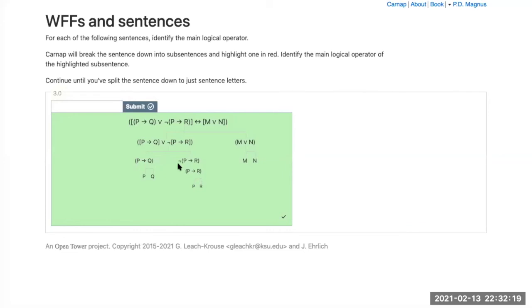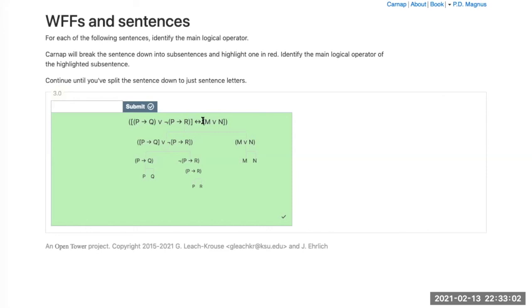But I can't do not P arrow R until I've done the P arrow R part. And then I can't do this disjunction until I've done the two disjuncts, the P arrow Q and the not P arrow R. And then I can't do this whole thing until I've done the two disjuncts before it. So the very last thing I'll calculate when I do the truth table for this sentence would be the biconditional. So I'd start with the sentence letters and move my way up the tree until I got to the whole sentence, where I put together the truth value for the main logical operator of the whole sentence.